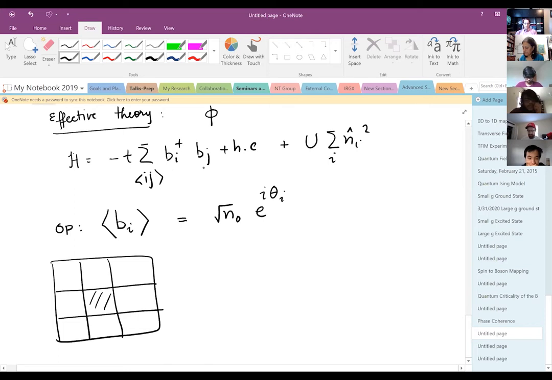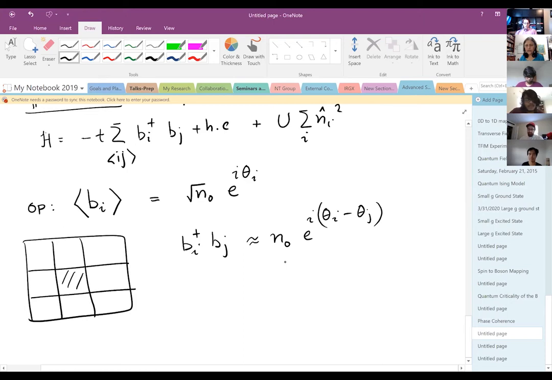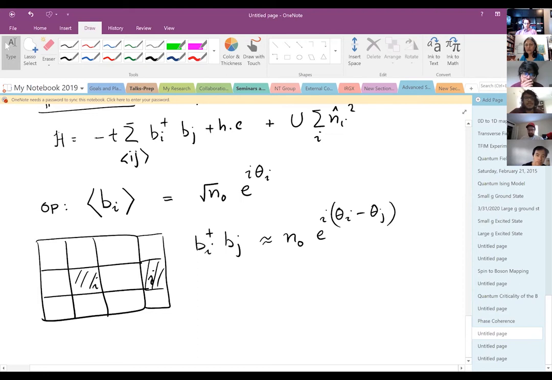If I now look at b_i dagger b_j, this can be written approximately as N_0 e to the i (theta_i minus theta_j). That is not to say that your condensate amplitude has to be identical in different cells. The condensate can also be fluctuating, but those are not the most important fluctuations. The most important ones are the phases, whose coherence or incoherence will lead to the transitions. So that's why we are now coarse graining and trying to write an effective theory in terms of the phases.